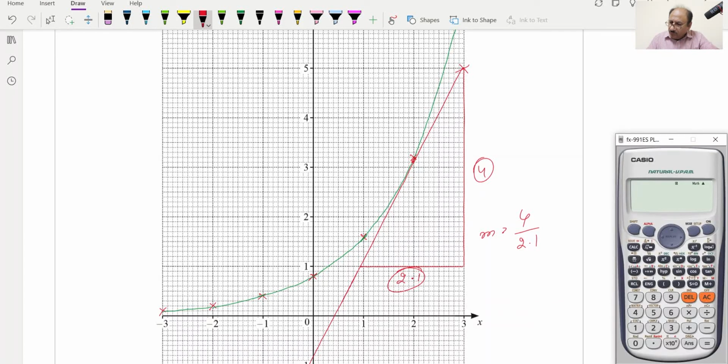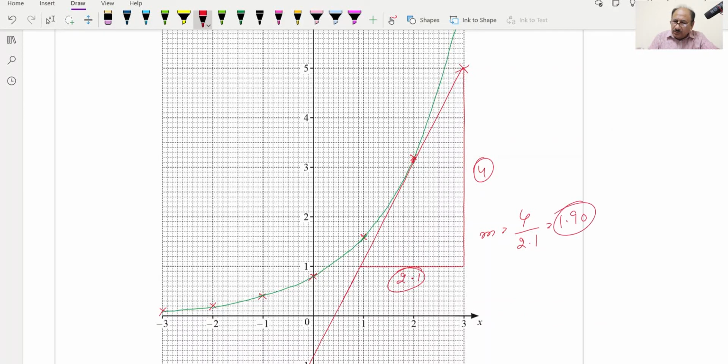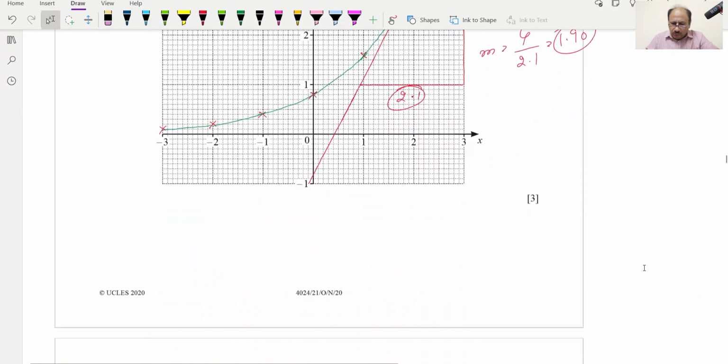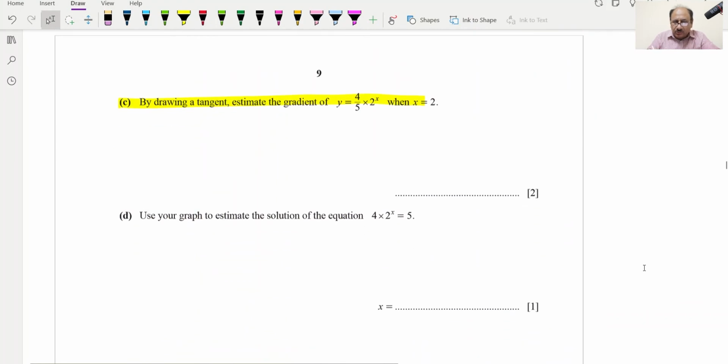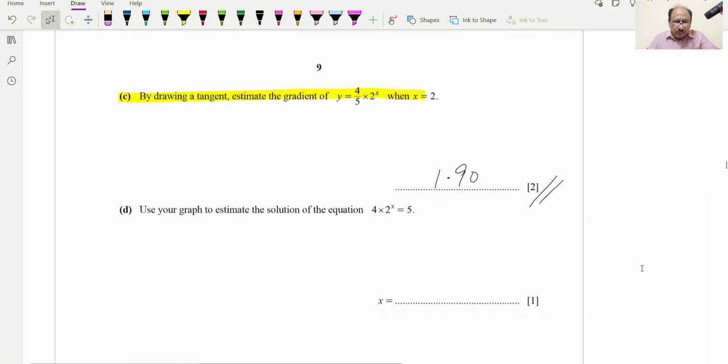So m value will be equal to 4 divided by 2.1, and 4 divided by 2.1 is equal to 1.9, so 1.90, and closer to this one all values will be correct. So I'm writing here 1.90. I've indicated the working also closer to the diagram.